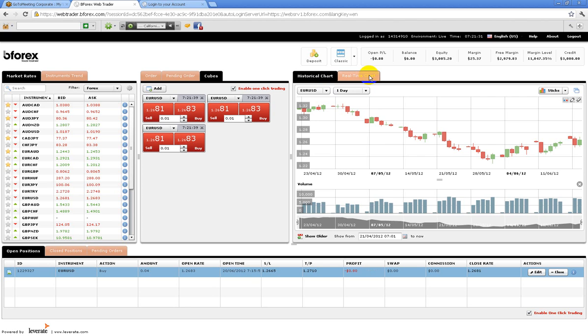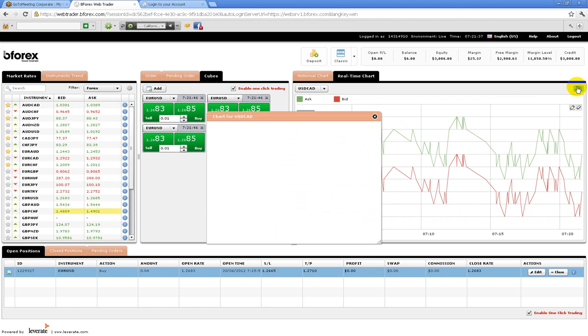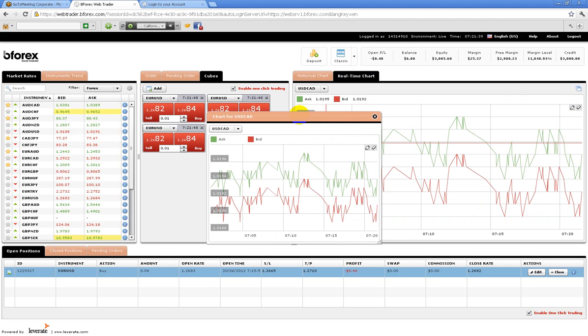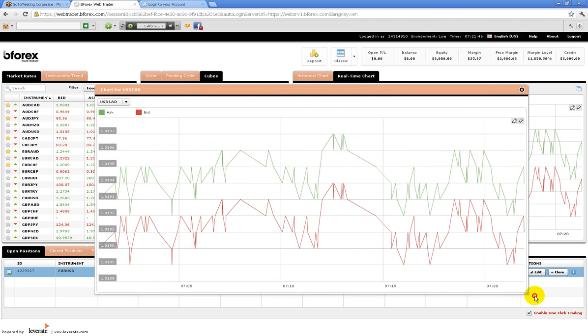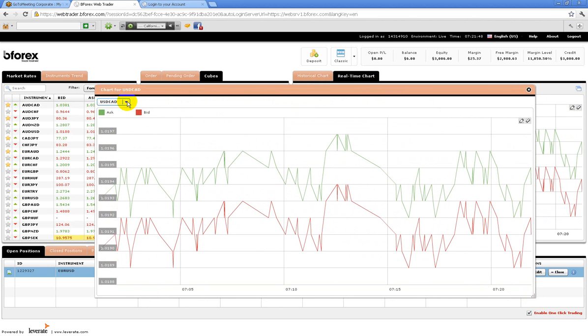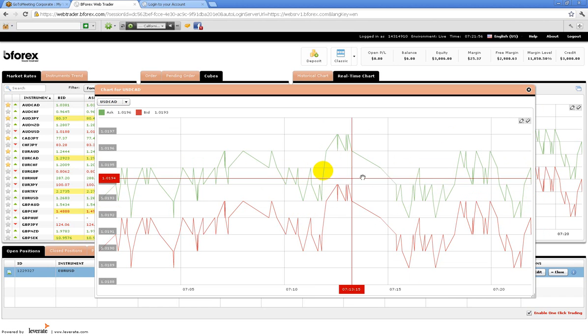Now we have the real-time chart. The real-time chart gives you the advantage of analyzing the chart tick by tick. So let's open a new window. This is calculated tick by tick. This is on the US dollar, Canadian dollar. So you can see exactly what's going on. There's a big difference between buy and sell.